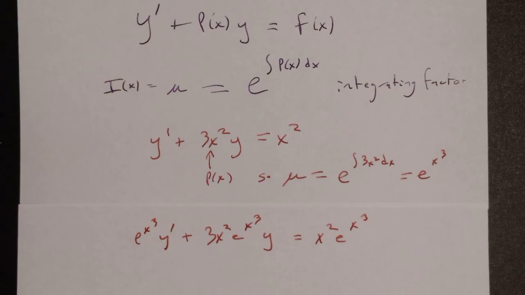In the y prime piece, I put it on the left. In the y piece, I put it in the middle, so it would be next to the 3x squared. And on the other side, I put it all the way on the right, so I'd see x squared e to the x cubed. Now notice, first part, derivative of the second. The second's left alone, and this is the derivative of the first part. The left side is now a product rule.